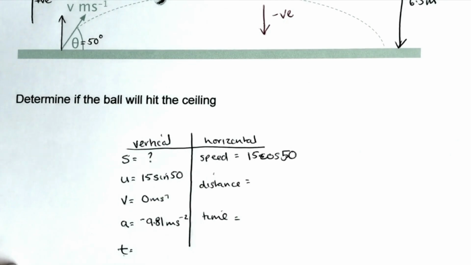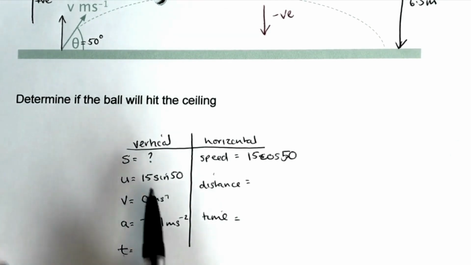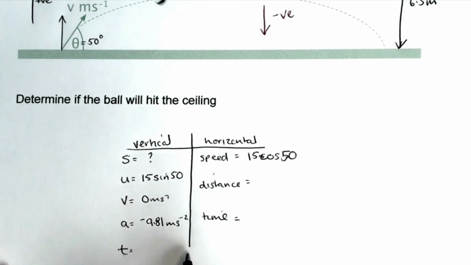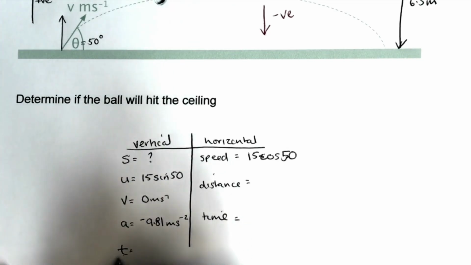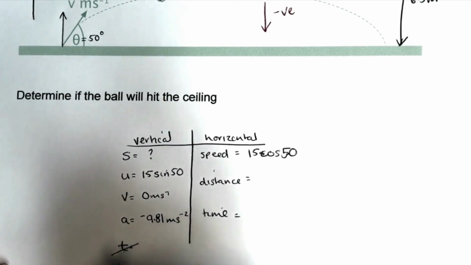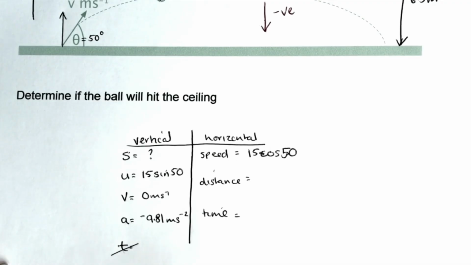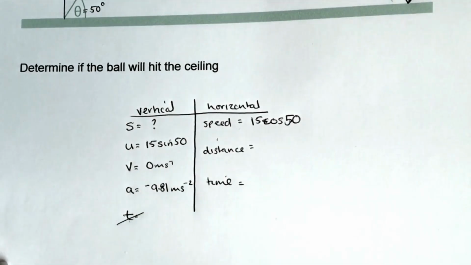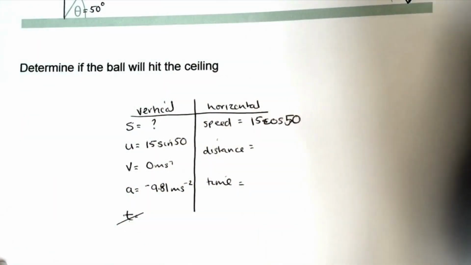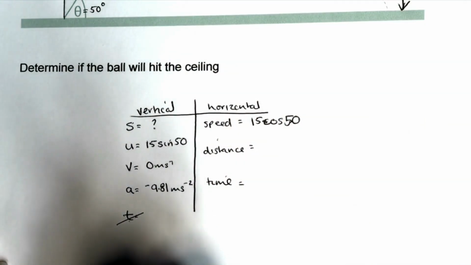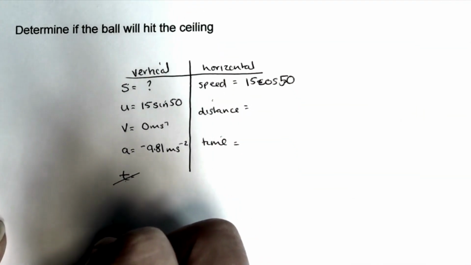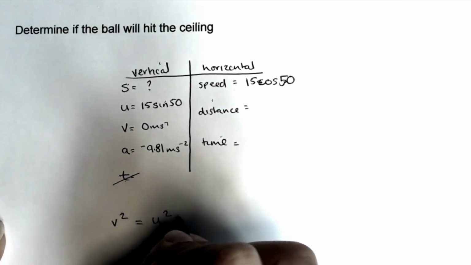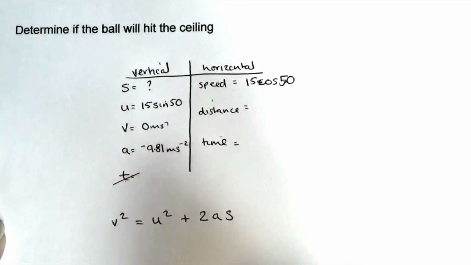Now we have to decide, to find out what s is, which of the equations of motion we should choose. We need an equation of motion that doesn't include t, because we don't have that information, and that allows us to find s. The equation that springs to mind would be v squared equals u squared plus 2as.